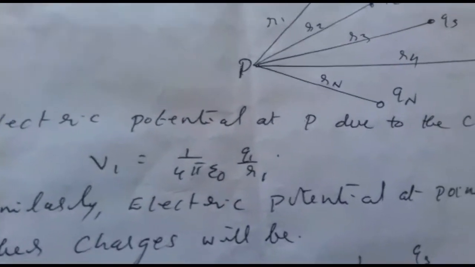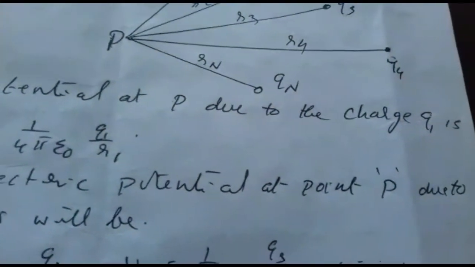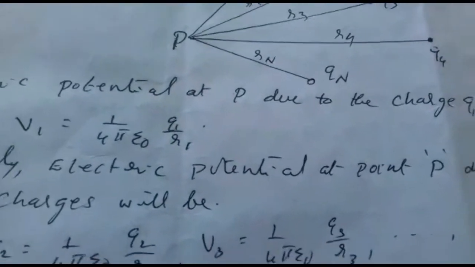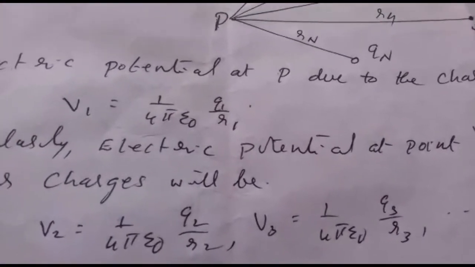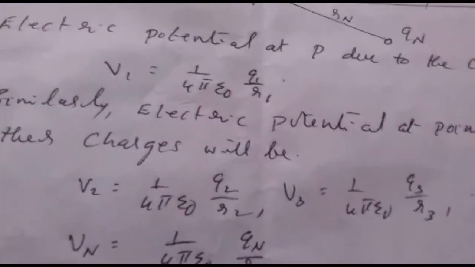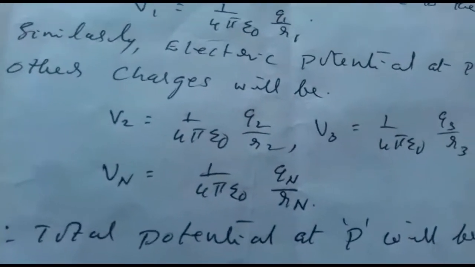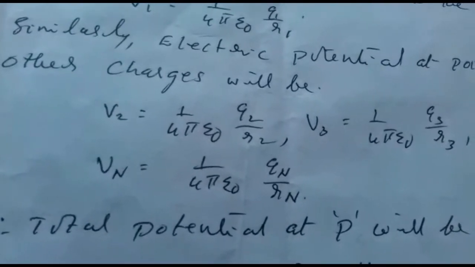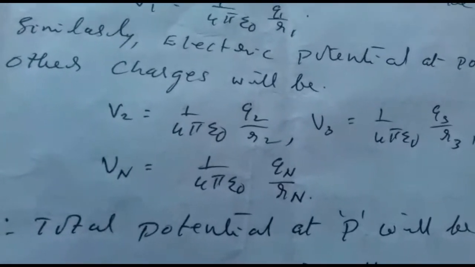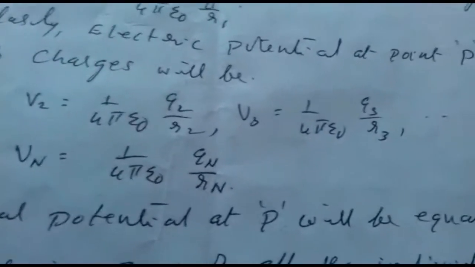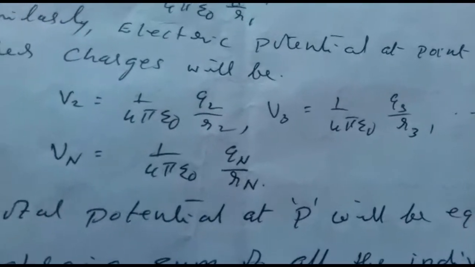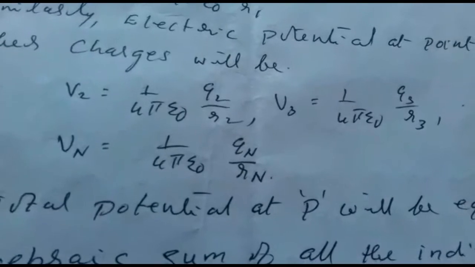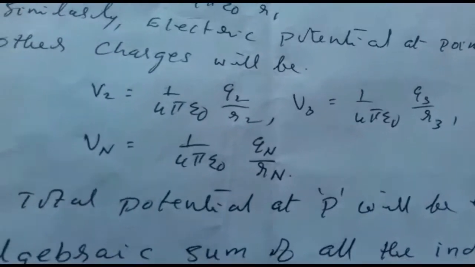Therefore, the electric potential at P due to the charge q1 is given by V1 is equal to 1 by 4 pi epsilon 0 into q1 by r1. Similarly, electric potential at P due to other charges will be V2 is equal to 1 by 4 pi epsilon 0 into q2 by r2, V3 is equal to 1 by 4 pi epsilon 0 into q3 by r3, up to Vn is equal to 1 by 4 pi epsilon 0 into qn by rn.